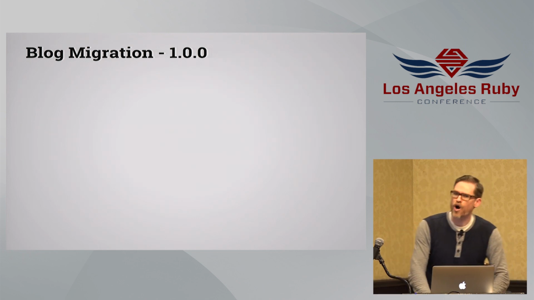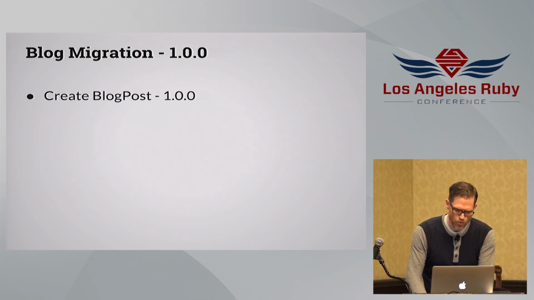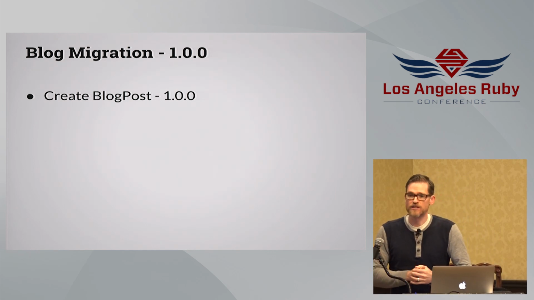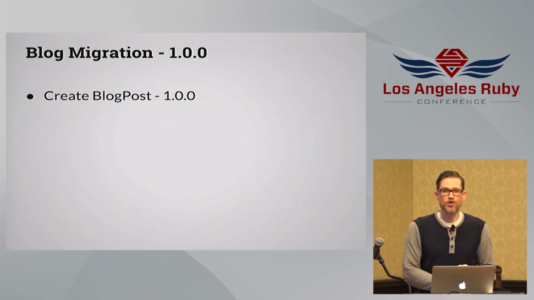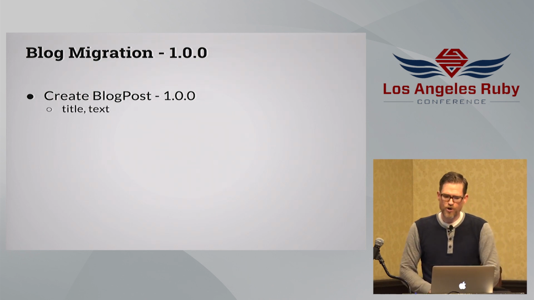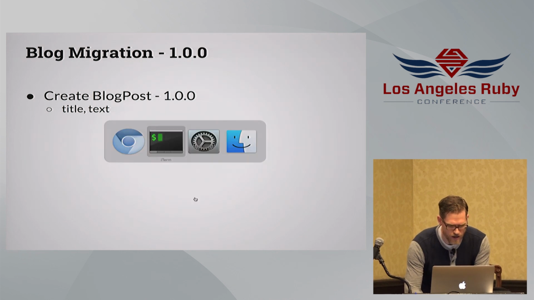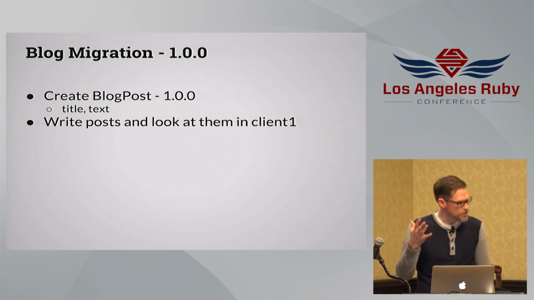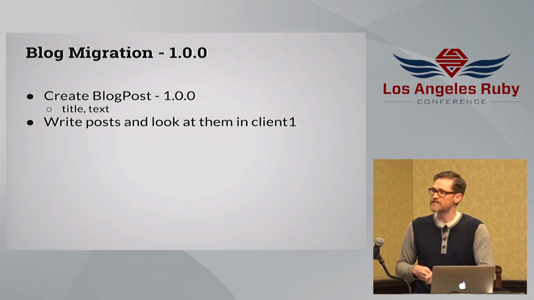So we're going to walk through a quick example of a blog. So blog post version 1.0. By the way, this is an example that is in the MagLev repository. There are a number of other ones, with some readmes that walk through the same process we're going to go through. So we're going to create a blog post that has just a basic title and text. We're going to write some blog posts that have those attributes and then look at them in a client. This is just a command line client that's going to print those out.